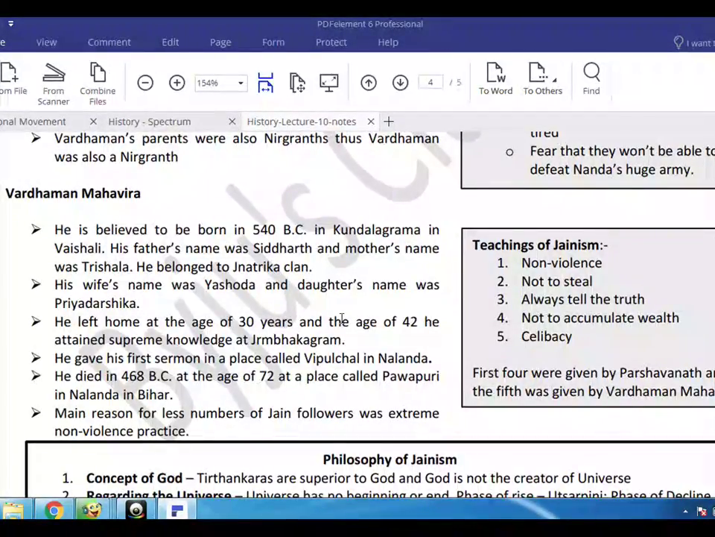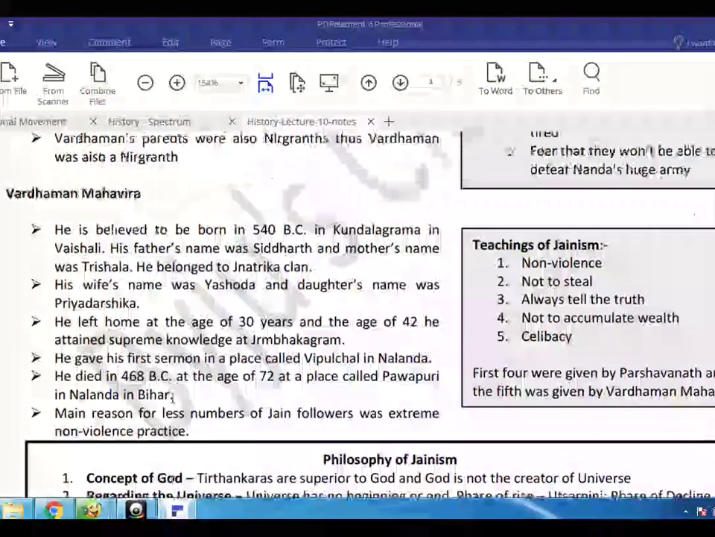At the age of 42 he attained supreme knowledge at Jrimbhikagrama. He gave his first sermon in a place called Vipulachal in Nalanda. He died in 468 BC at the age of 72 at a place called Pavapuri in Nalanda in Bihar. The main reason for the small number of Jain followers was the extreme practice of non-violence.